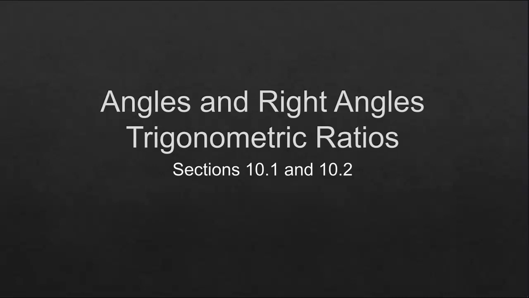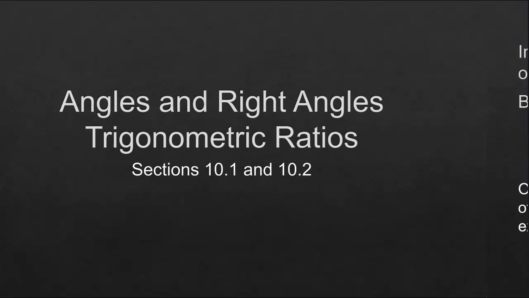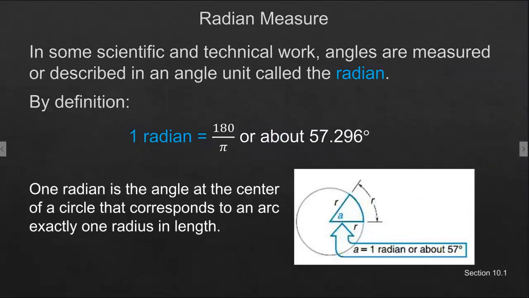Hello, we are on section 10.1 and 10.2. This is about angles, right angles, trigonometric ratios. We're going to start out with radian measure. And so we're going to talk about how radians are related to degrees.